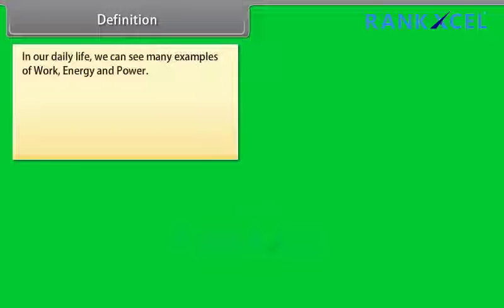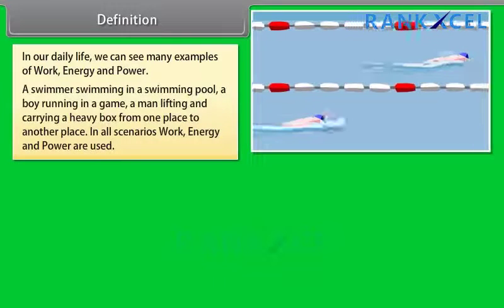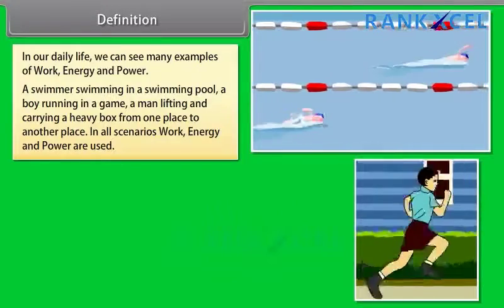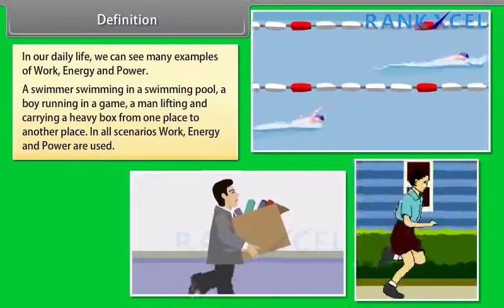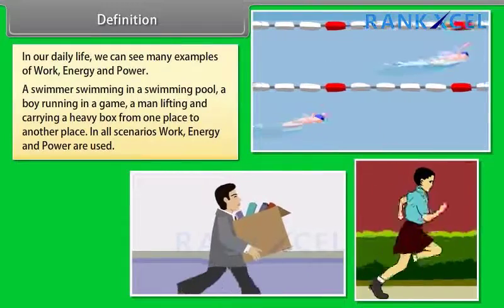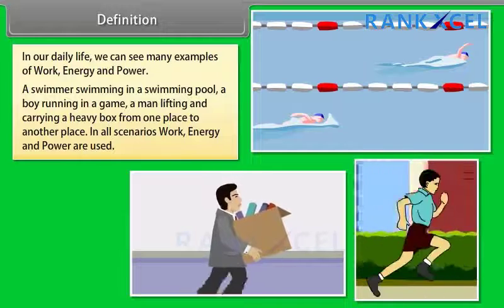Definition. In our daily life, we can see many examples of work, energy and power. A swimmer swimming in a swimming pool. A boy running in a game. A man lifting and carrying a heavy box from one place to another place. In all scenarios, work, energy and power are used.